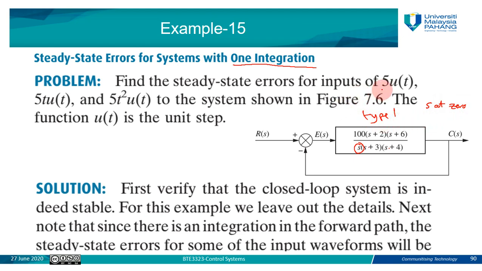So here we need to find the steady state error, repeating the same inputs: 5u(t), 5tu(t), and 5t²u(t). First we need to verify that the closed loop system is stable. If our system is stable, that means we can go further to find the value of the steady state error. If the system is unstable, there is no need to go for further analysis of the steady state error.